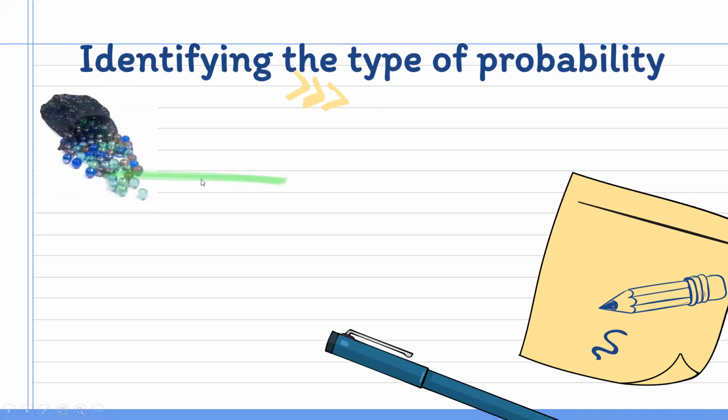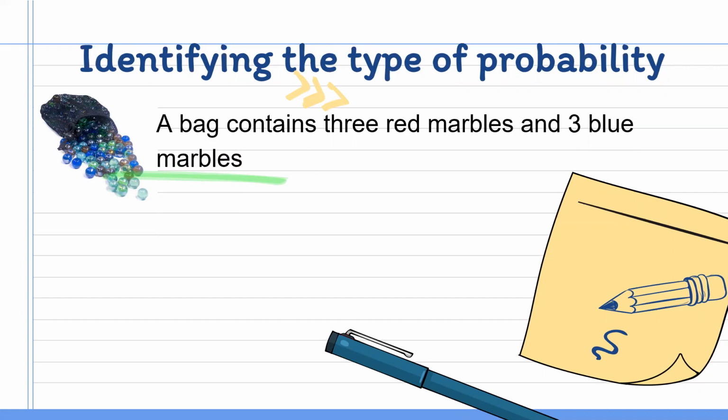So this is one way of doing probability, using marbles. For example, a bag contains 3 red marbles and 3 blue marbles. What if I ask you the probability of an event that you will have a blue or a red as a result? This one is the probability of getting a red. We have here 3 red marbles. This is the favorable outcome. Then we also have 3 blue marbles, so 3 plus 3 is 6, because we have 6 marbles in the bag.